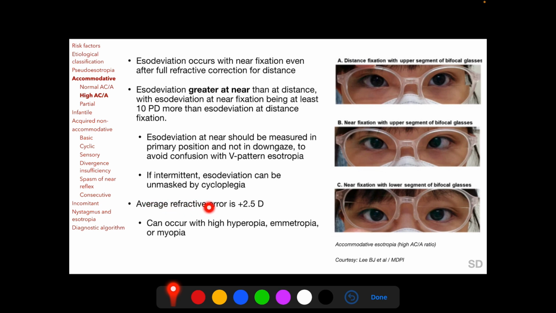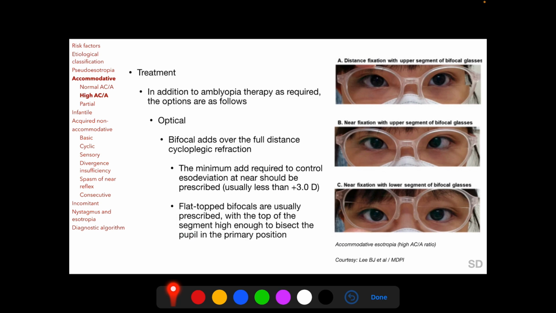The average refractive error in a patient with high AC/A ratio accommodative esotropia is in the normal range and is around plus 2.5 diopters. It has been seen that high AC/A ratio accommodative esotropia, since it does not actually depend on hyperopic refractive error at distance, can occur with high hyperopia as well as with emmetropia or myopia. Treatment of high AC/A ratio is mainly optical. In addition, amblyopia therapy may be required if necessary.